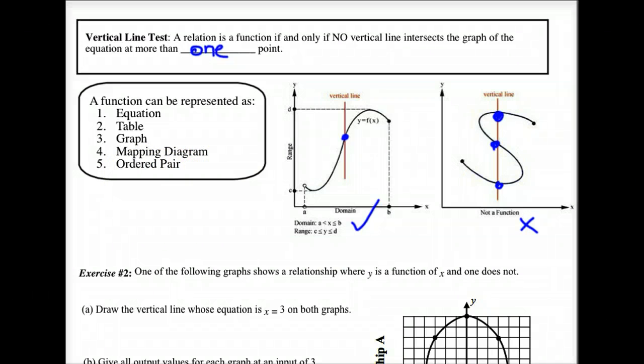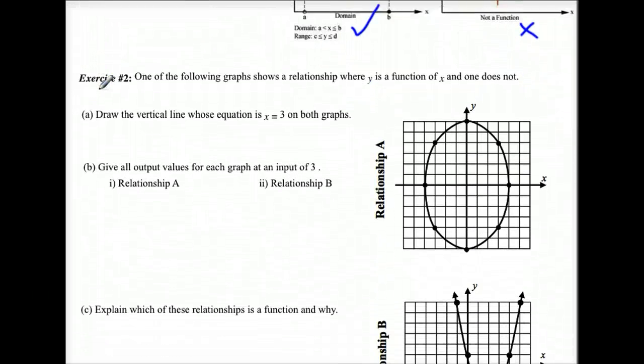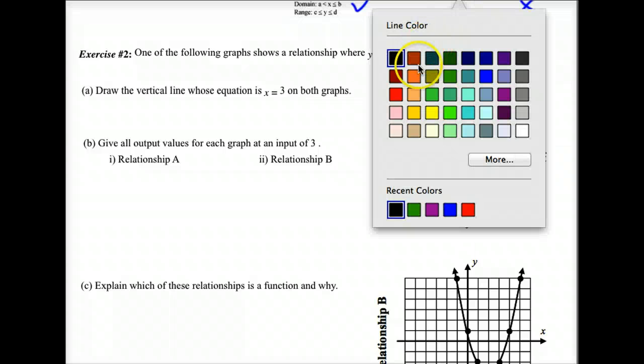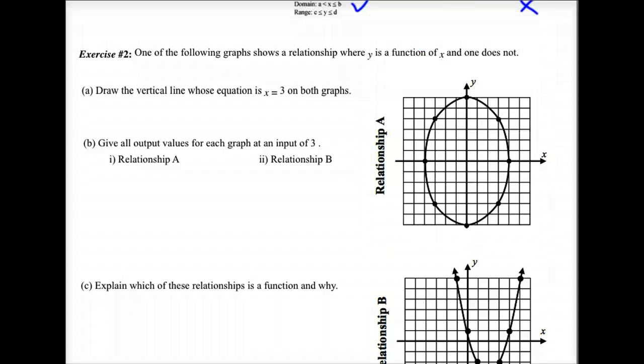Let's look at exercise number 2. One of the following graphs shows a relationship where y is a function of x and one does not. Draw a vertical line at x equals 3. So at x equals 3, let's draw a line. So let's get a color out here. So I have x equals 3, which is a line that looks like this.